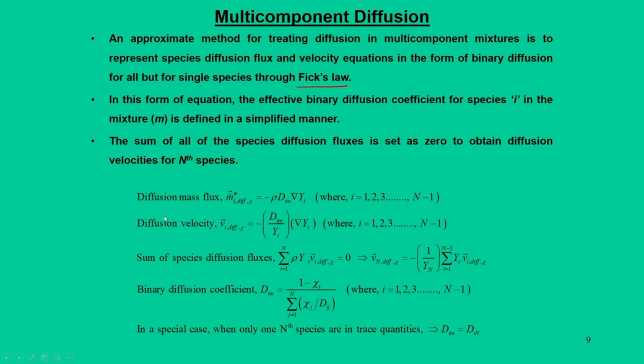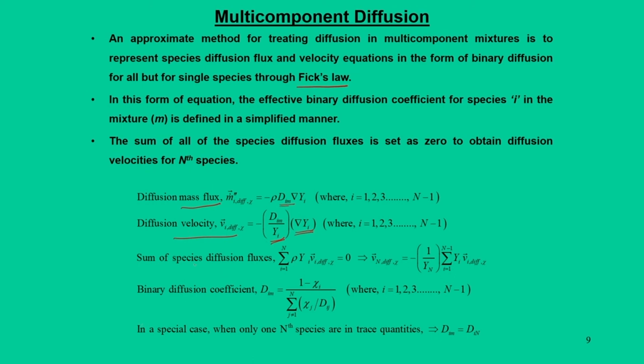Now, when you do that, we can write these two terms, mainly diffusion mass flux and diffusion velocity. So, here we write, instead of Ij, we write Im. I stands for species, M is with respect to mixture. So, the mixture may have many species. Accordingly we have mole fractions Yi and gradients of these mole fractions. So, this is how we write these equations for diffusion mass flux and diffusion velocity.